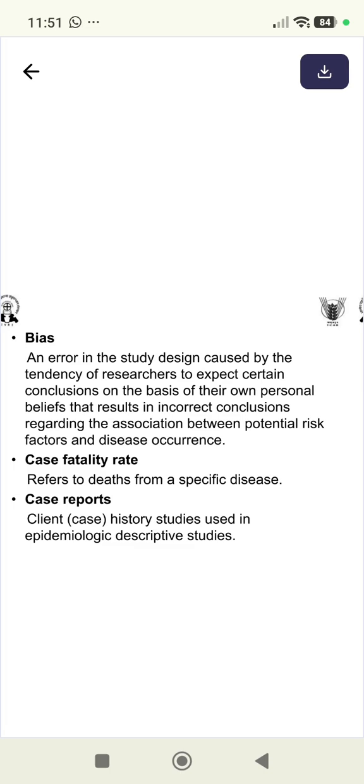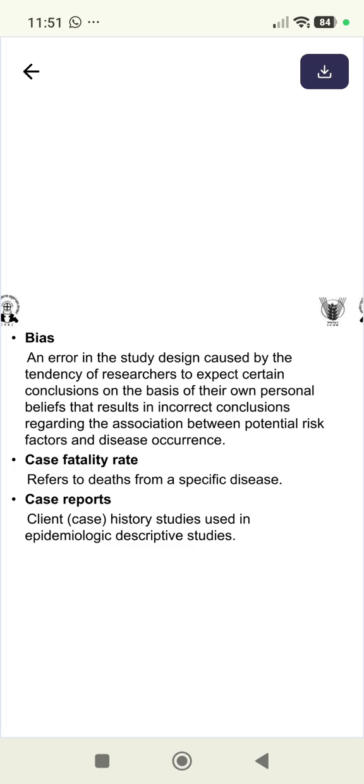Next, the bias. An error in the study caused by the tendency of researchers to expect certain conclusions on the basis of their own personal beliefs, that results in incorrect conclusions regarding the association between the potential risk factors and disease occurrence.